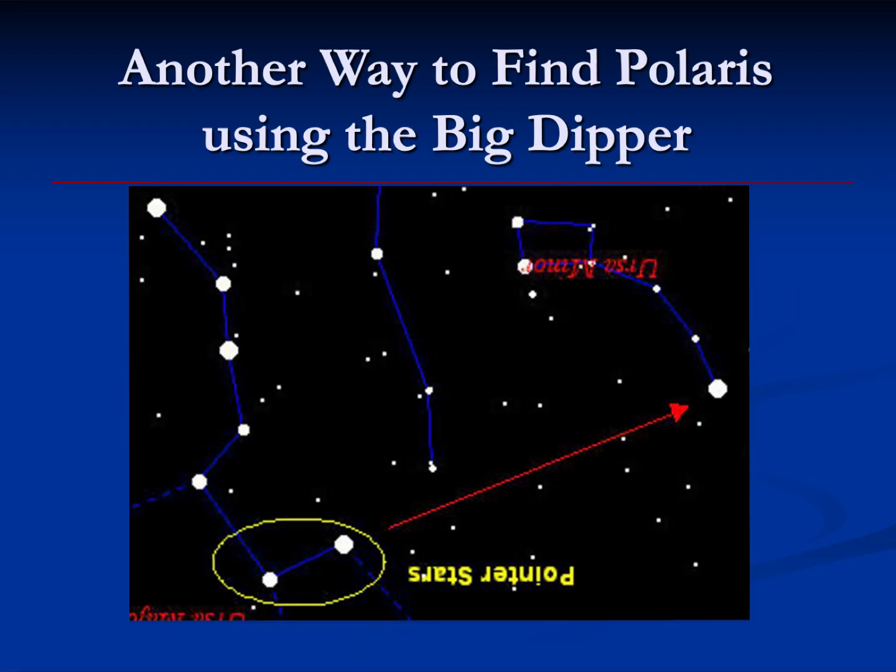But if I rotate my screen around 90 degrees, this is what we would see 6 months later in November, with the pointer stars pointing up and to the right. Only Polaris remains stationary in the sky. It's in the same location all night long and all year round.